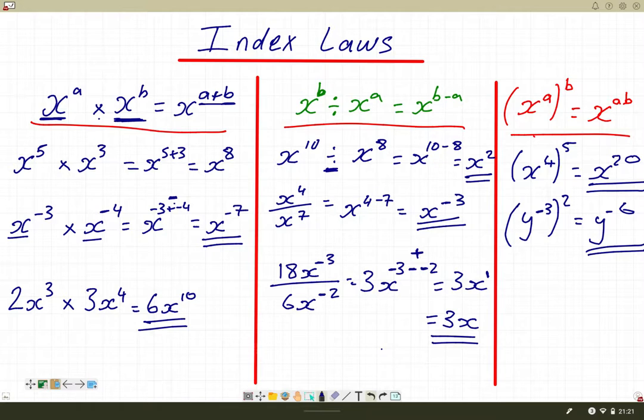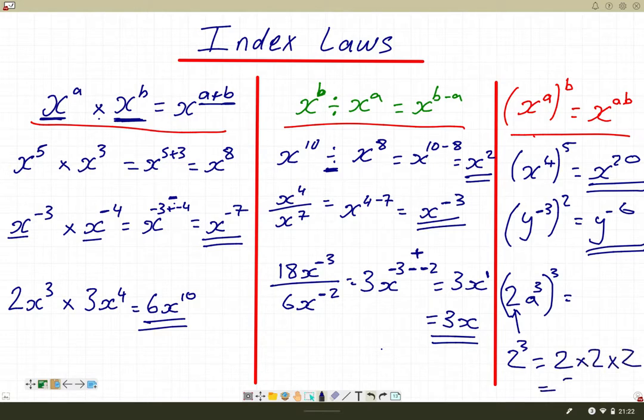Okay, so let's try it with a coefficient. Let's say we had 2a cubed to the power of 3. Okay, now I have to do 2 cubed, which is 8. 2 times 2 times 2, which is 8. So my coefficient is going to be 8. And then do the same thing. I just multiply the powers. So 3 times 3 is 9. So 8a to the power of 9.